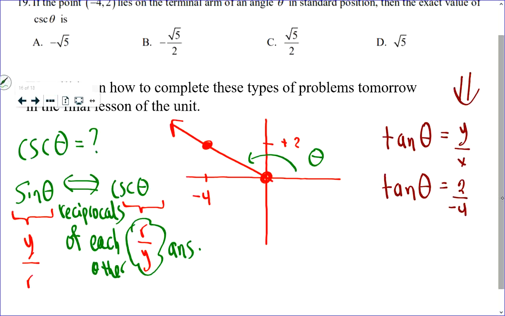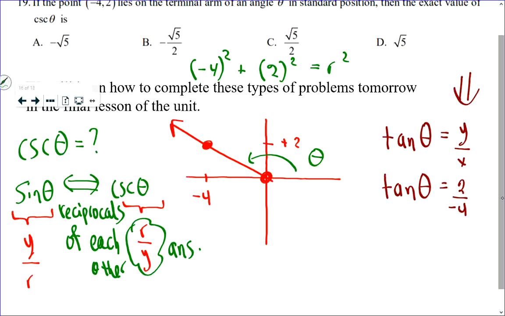Now we already know x and y. X is negative 4 and y is 2, and we know that x squared plus y squared equals r squared. So this allows us to find r. You're going to square negative 4 and get 16. You're going to square 2 and get 4. You're going to get r squared equals 20. So r equals root 20.